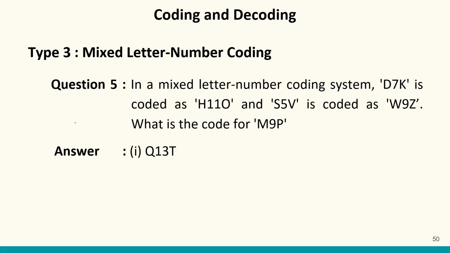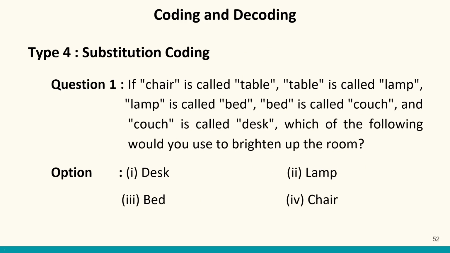Now, for today, we'll do the last type, which is substitution. In substitution, I told you that one word is substituted by another word. For example, in this question, it is written that chair is called table, table is called lamp, lamp is called bed, bed is called couch, and couch is called desk. Which of the following would you use to brighten up the room?